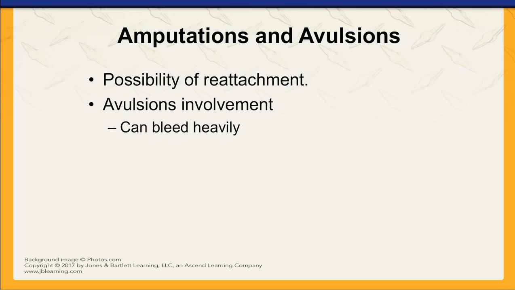When you're talking about amputations and avulsions, we're talking about tissue being torn away or cut off you. In many cases, an amputated extremity can be successfully reattached. Avulsions most often involve the ear, fingers, and hands, and these can bleed rather heavily. So you want to do your best to control the bleeding for both of these.